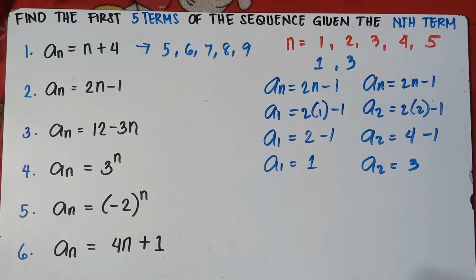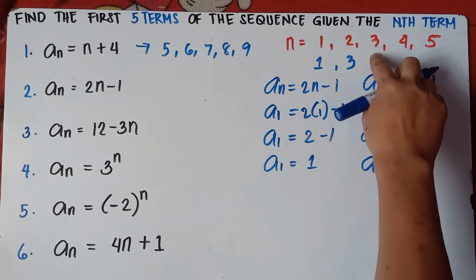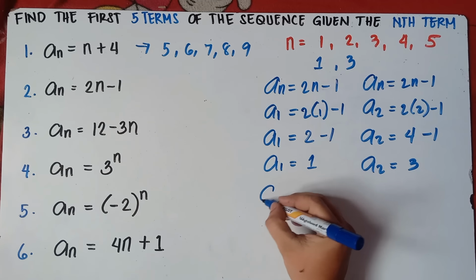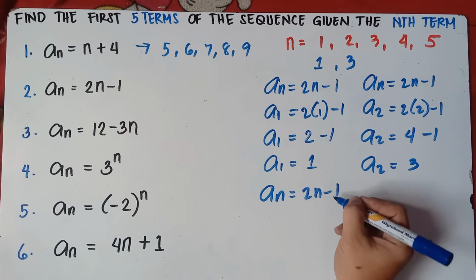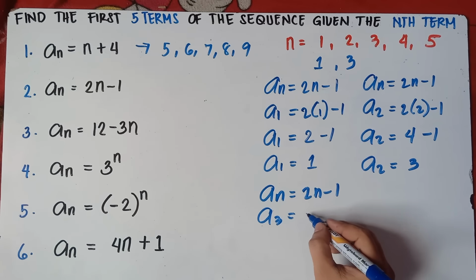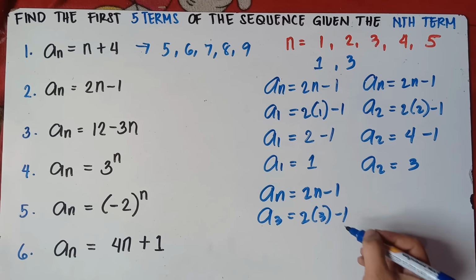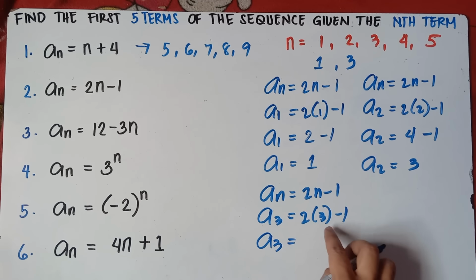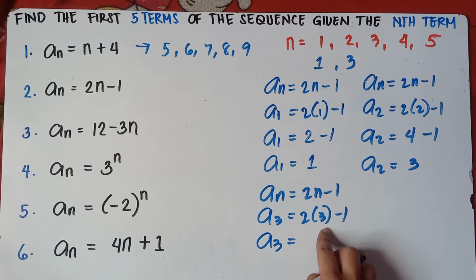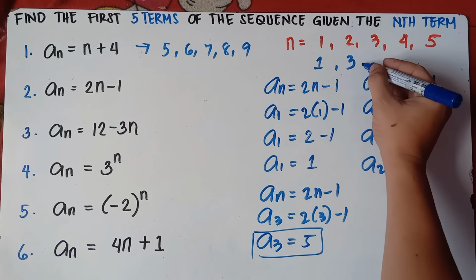Let's have the third term. Substitute the value of n, which is 3. A sub n equals 2n minus 1. So a sub 3 equals 2 times 3 minus 1. Let's answer it directly: 2 times 3 is 6, minus 1, that's 5. So a sub 3 is 5.